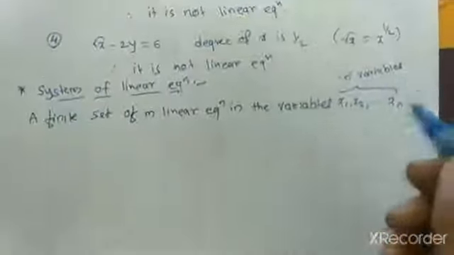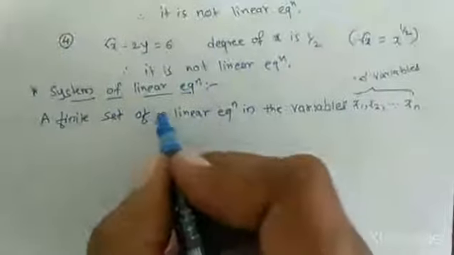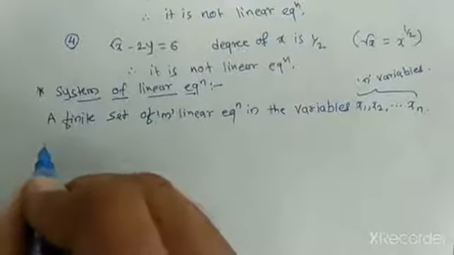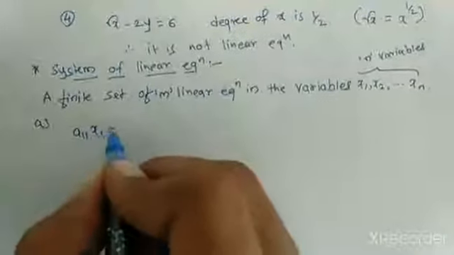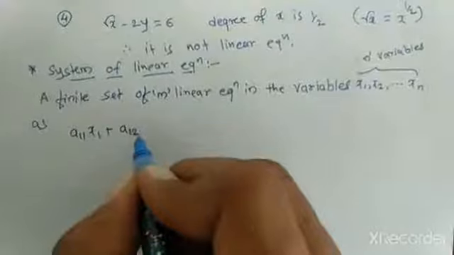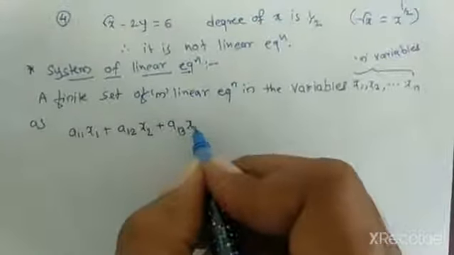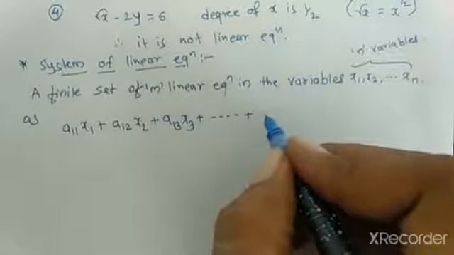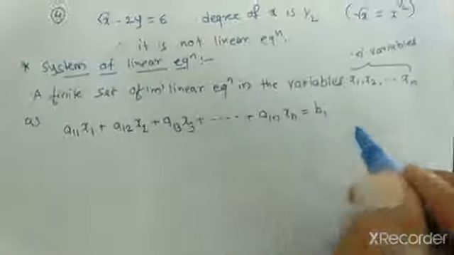Okay, here number of equations are m linear equations, as a11x1 plus a12x2 plus a13x3 plus so on up to a1n xn is equal to b1.